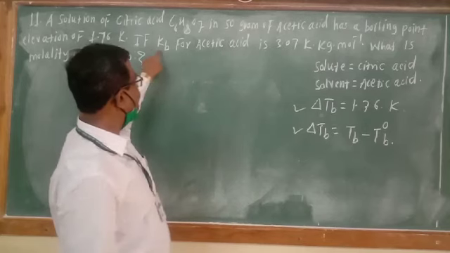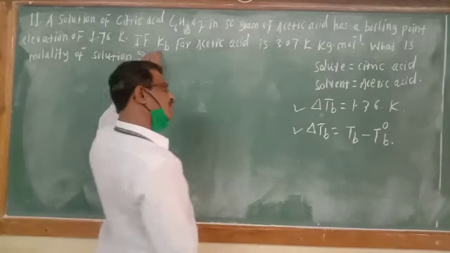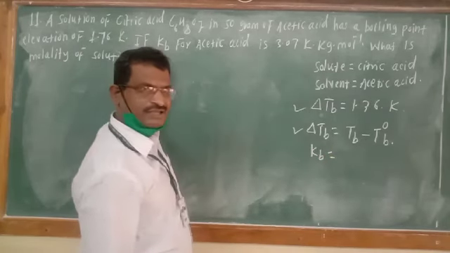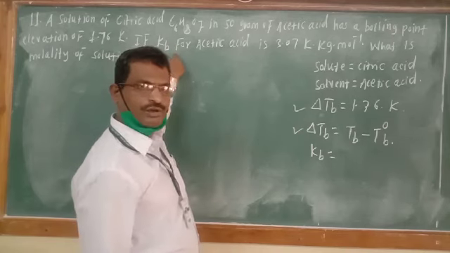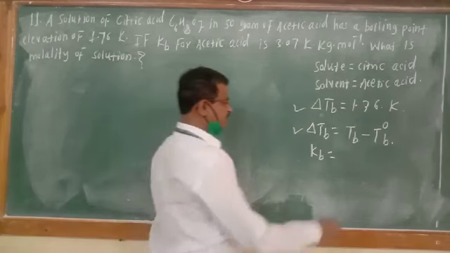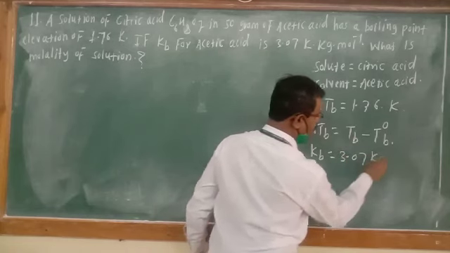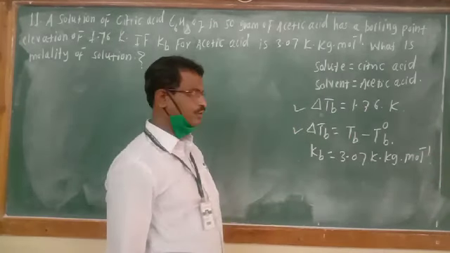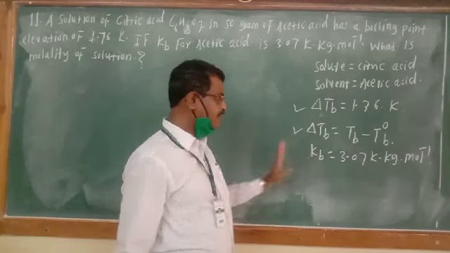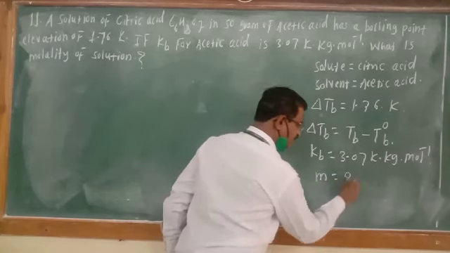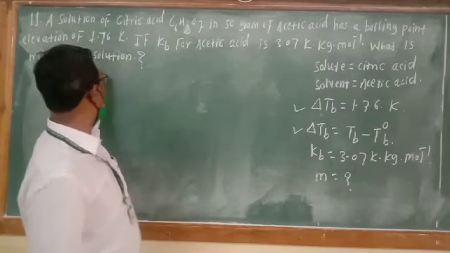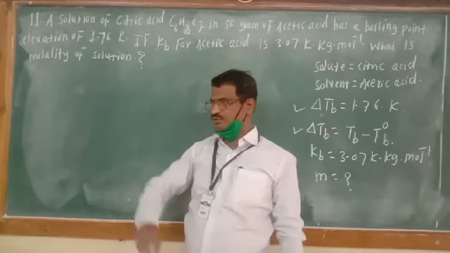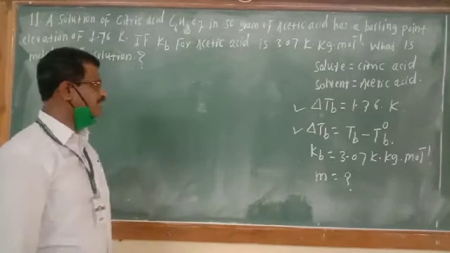Further, Kb is given. Kb means molar elevation constant. We know Kf is molar depression constant. Similarly, Kb is molar elevation constant. This is given as 3.07 Kelvin kilogram per mole. So delta TB is given, Kb is given. Simply they have asked to calculate small m, molality of solution. What is the molality small m of solution? Now very simple, single step problem.